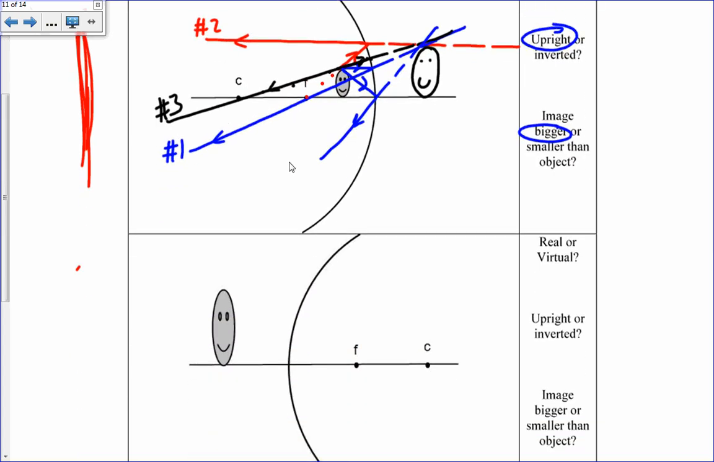All right, this is a convex mirror. There's only one scenario on this. Remember, the convex mirror always produces virtual, upright, and smaller images. I'm going to go parallel to the axis and through the focal point.